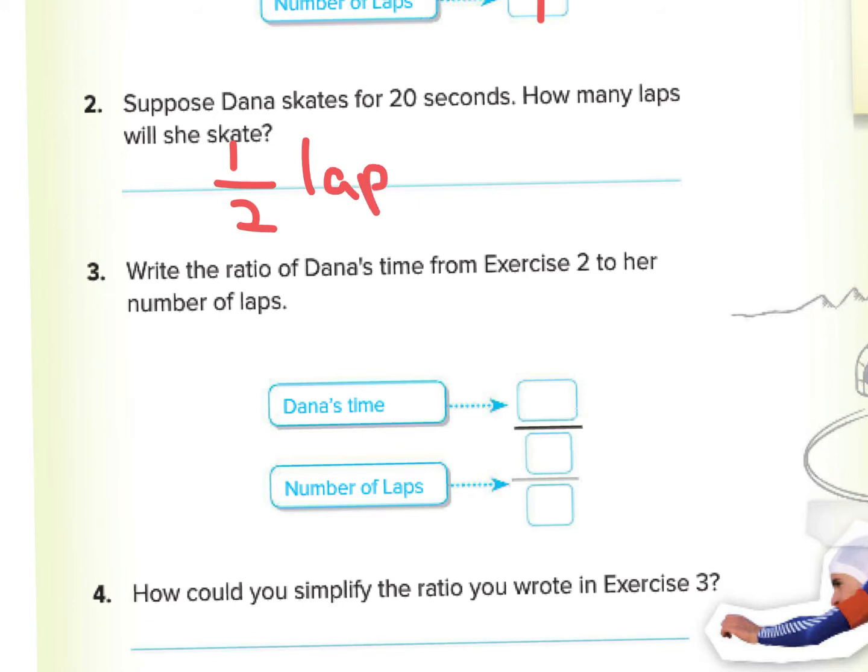So write the ratio of Dana's time from exercise 2 to her number of laps. Okay, Dana's time, we said 20 seconds, right? So that would be in half a lap, correct? Now this is considered a complex fraction, meaning you have a whole number in one part of your fraction or your ratio, and on the other side you have a fraction, okay? So you see that it's 20 over a half a lap.